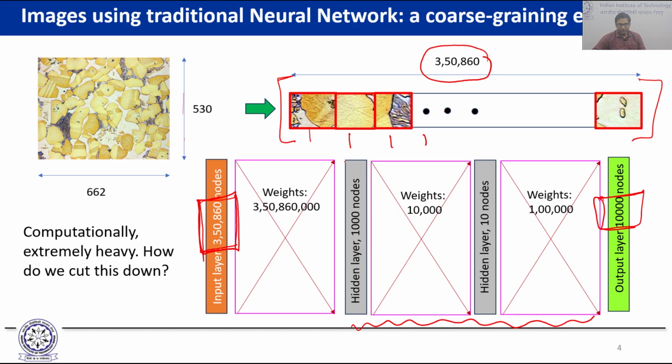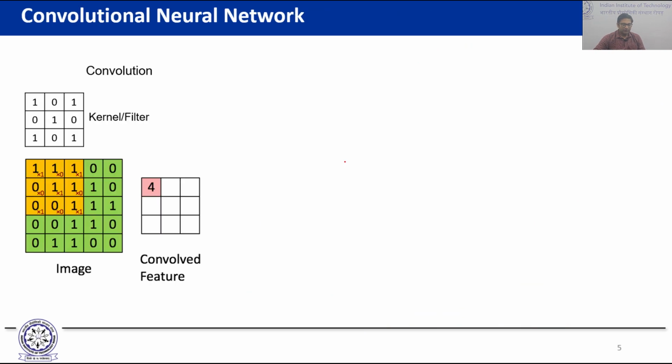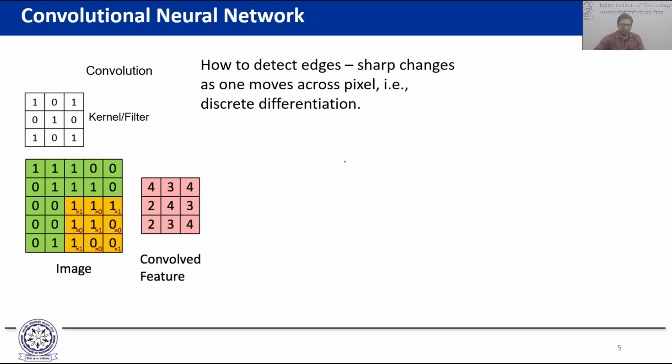So how do we actually translate a problem which in a traditional manner would be extremely computationally heavy to something which is much lighter in a computational sense? This is where the use of convolutional neural networks becomes useful. Now, if you think in terms of a convolutional neural network, the first thing we are trying to do here is detect the edges of different features in the microstructure. So how do you actually think of an edge when you're looking at an image?